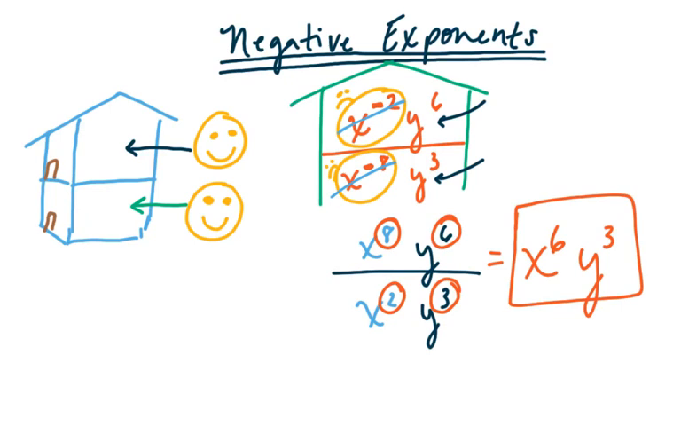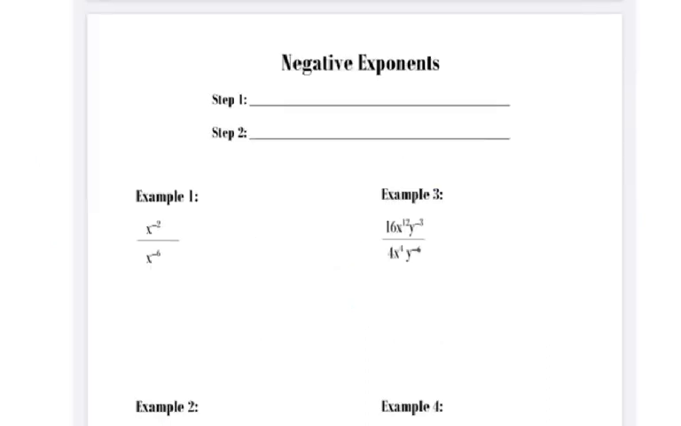So when we think about negative exponents, we are thinking about making sure we move them to the floor that will make them happier. So let's go into your notes, and we're going to write that same thing. So step one, we're going to circle and move negative exponents.